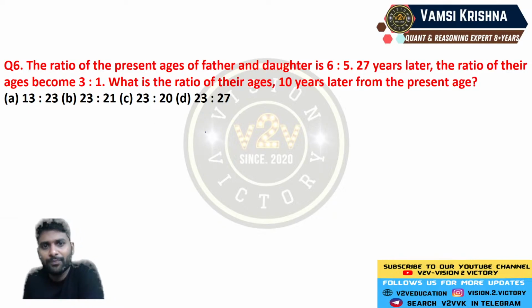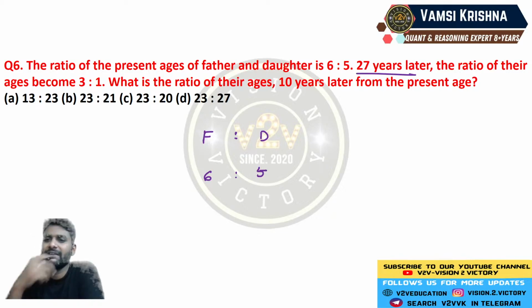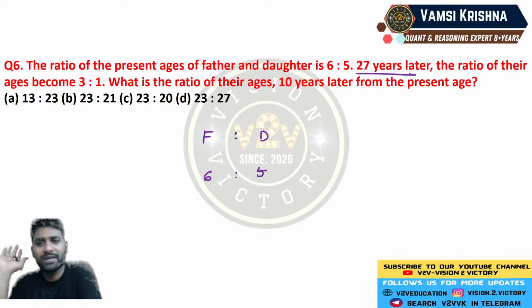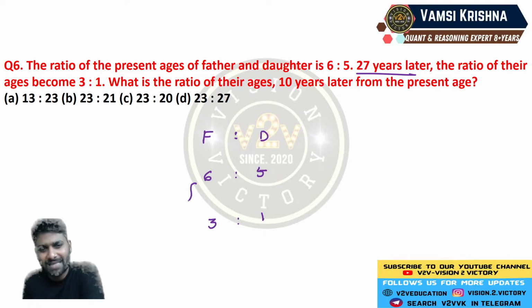Now see, the ratio of present age of father and daughter is 6 is to 5. If 27 years later, meaning both father and daughter increase their age by 27 years, then they get a ratio of 3 is to 1. See, would you understand that these time gaps should be the same? These time gaps should be the same. But if you find the difference, the difference between 6 and 3 is 3, the difference between 5 and 1 is 4, you get different differences.